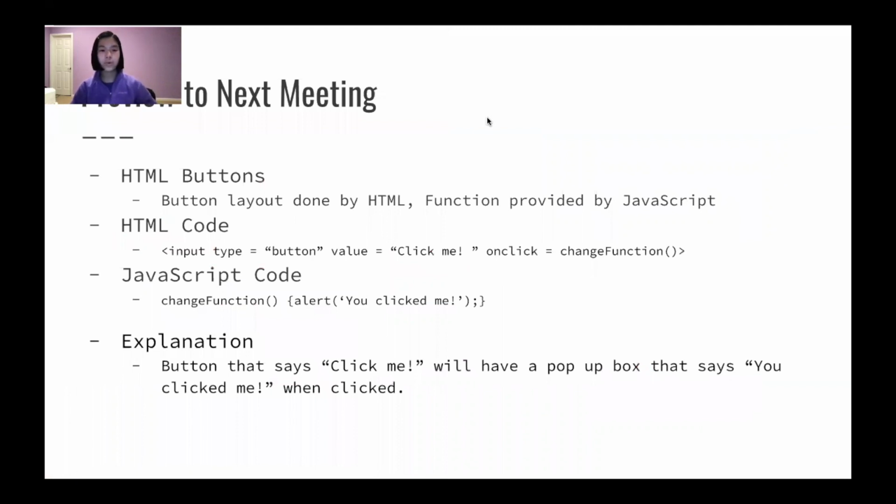All right, so this is just a brief overview of the next meeting. So next meeting, we'll be looking specifically at the syntax for HTML buttons. This is basically, we'll be laying out the button with HTML, and then the function with the button is provided by JavaScript. And then here, we also listed the code for HTML and JavaScript for coding buttons. And there's a brief explanation at the bottom. It's okay if you don't understand the syntax right now, but it will be covered in our next lesson. And if you want to look ahead, here's just a brief overview.